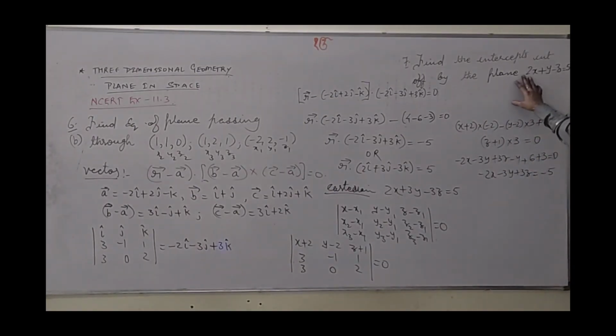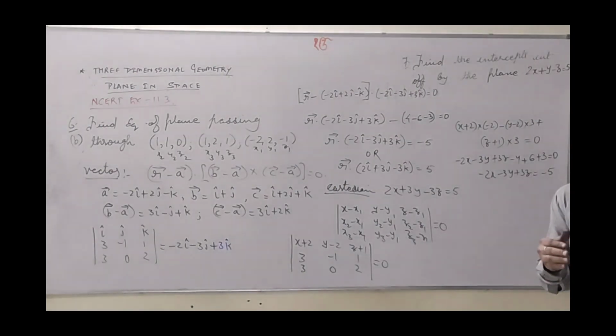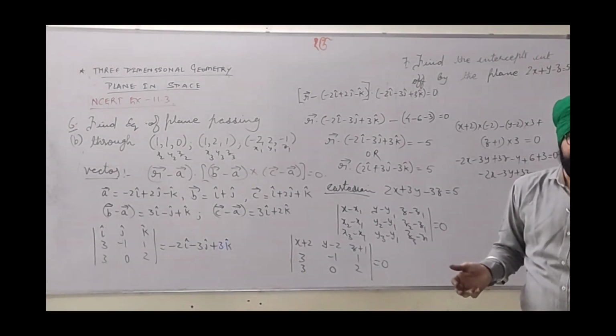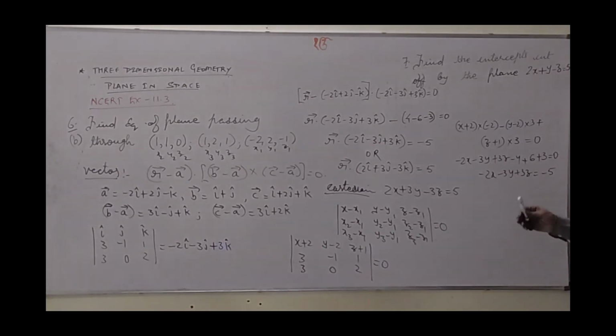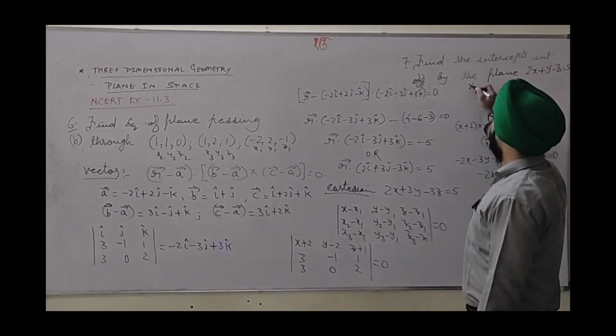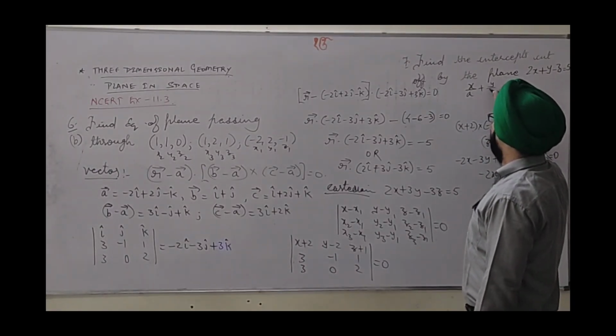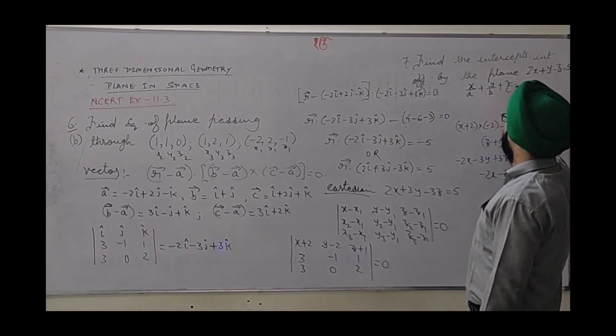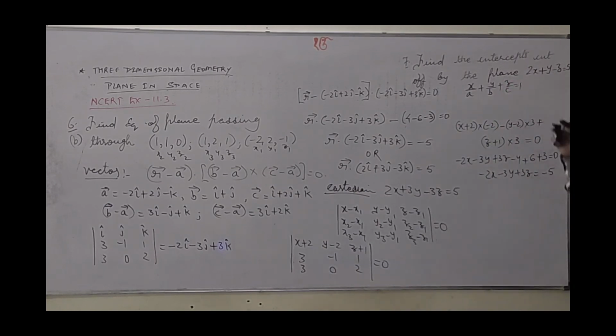Find the intercepts cut off by the plane 2x plus y minus z equal to 5. Intercept means intercepts made on axes x, y, z. So we have to take help of that form only. Means what was the form? x upon a plus y upon b plus z upon c equal to 1. Whenever such a standard form of equation is given, we need to find intercepts. What can we do? Here the important thing is we need 1. Here it's a 5 given, no? So divide each term by 5 first.